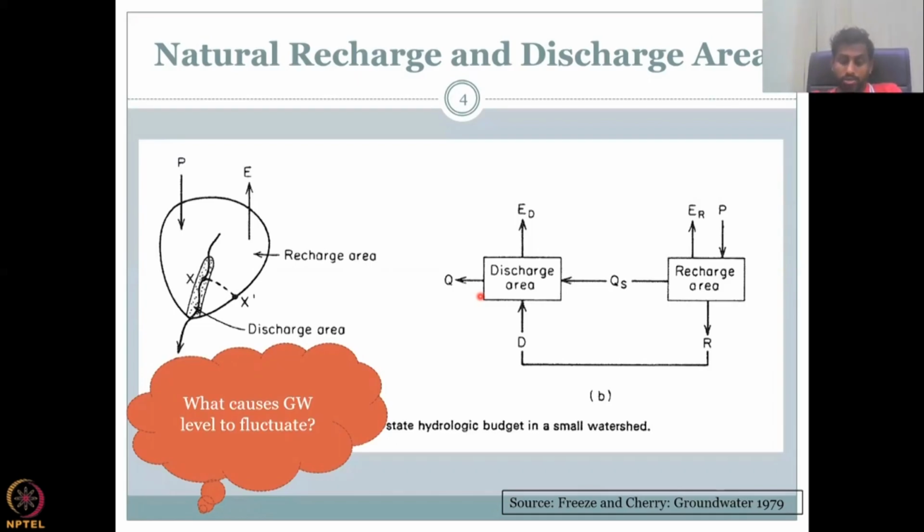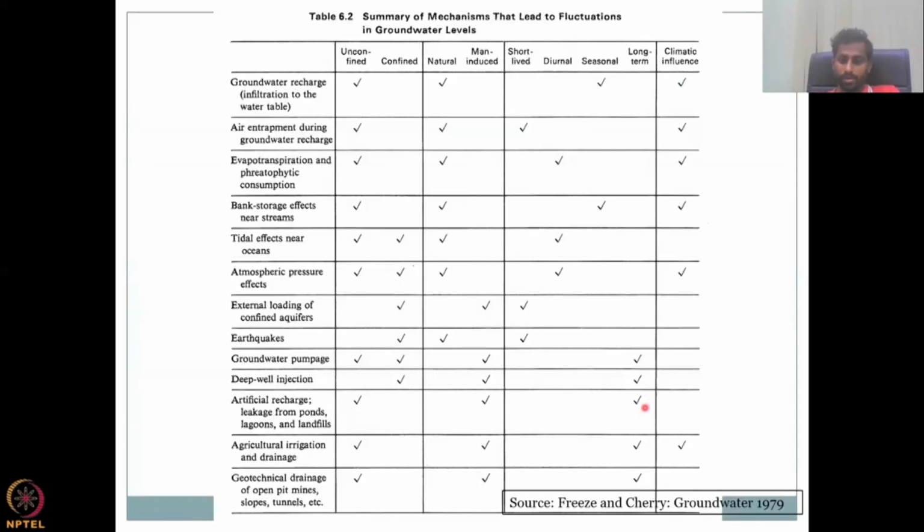It is important to understand why these fluctuations happen. So let's look at a particular study from the Freeze and Cherry groundwater book, where they look at the important mechanisms that lead to fluctuations in the groundwater. Fluctuation means the water level fluctuates. Just to draw a small thing, what do you mean, because this term would be coming often in your books and stuff for groundwater.